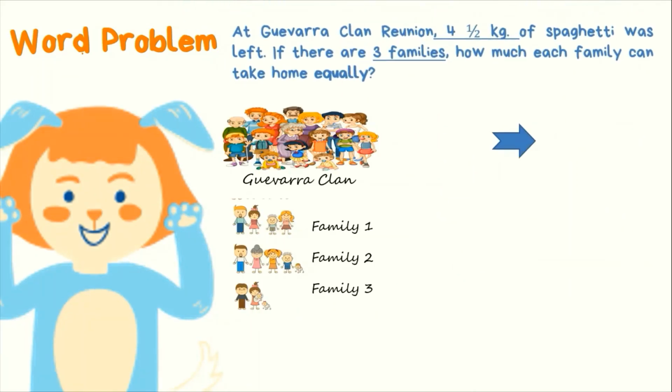Another word problem, at Guevara clan reunion, 4 1/2 kilograms of spaghetti was left. If there are 3 families, how much each family can take home equally? Ito ang Guevara clan, nahahati siya sa 3 pamilya. May natira daw na spaghetti at hahatiin nila ito equally sa kanilang 3. Dahil kailangan natin siyang iparte equally, we will need to use division as our operation.